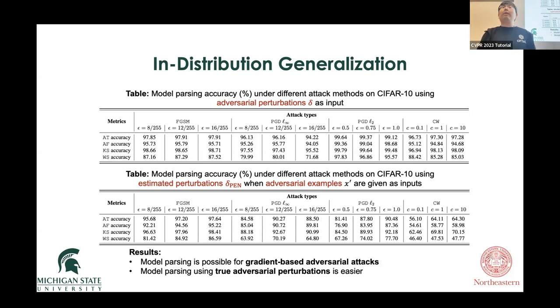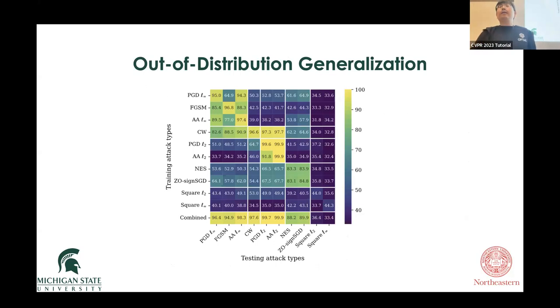So this is one of the surprising findings for us when using this model parsing network to reverse engineer model attributes directly from the attack instances. And here, this will give you the full picture of the generalization performance, including the out-of-distribution generalization. So there's a matrix here. Let me guide you on how to read this matrix.